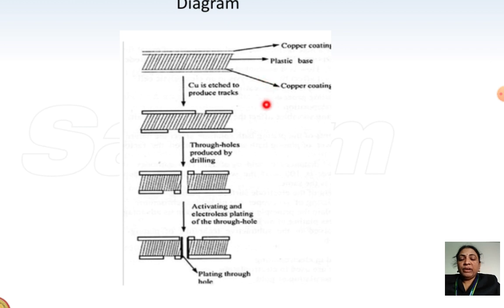Then from where to where it should be connected is marked. The areas to be connected are marked first, by protecting the circuit pattern. Then through holes are made here, by protecting the circuit pattern. Once the through hole is made, it is electroless copper plated, and once it is electroless copper plated, it automatically becomes internally connected.